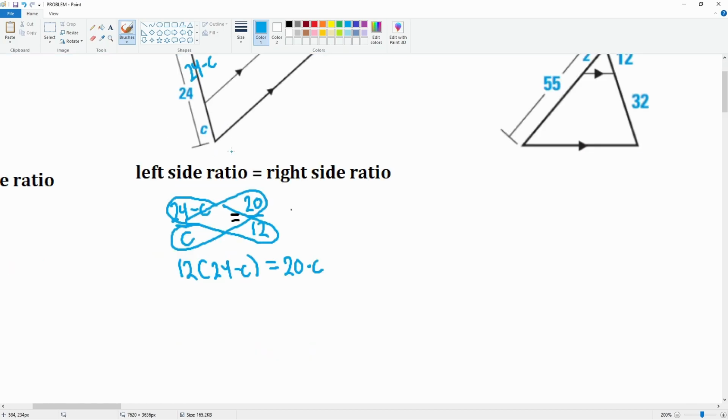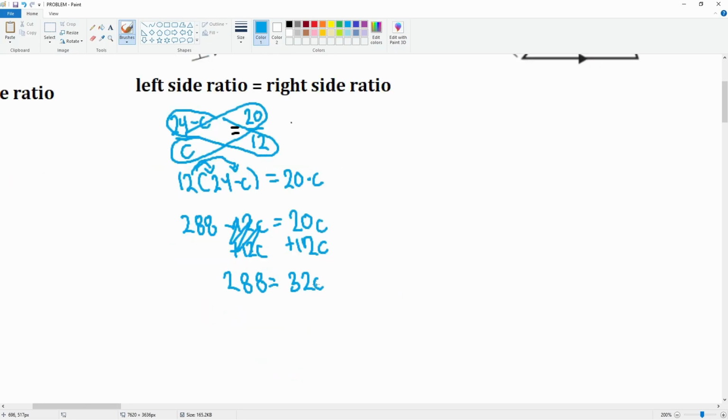Okay. So now we can just distribute 12 times 24, which is 288. Then 12 times negative C, which is negative 12C, is equal to 20C plus 12C to both sides. This cancels, leaving you with 288 is equal to 32C divided by 32 to both sides. 288 divided by 32, that gets you C is equal to 9.